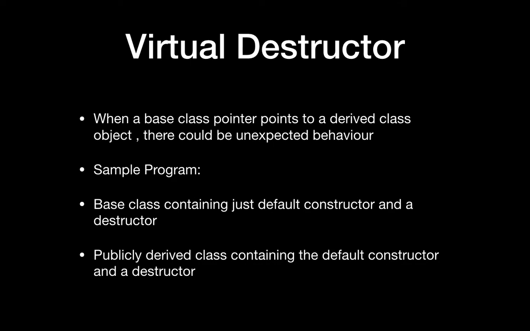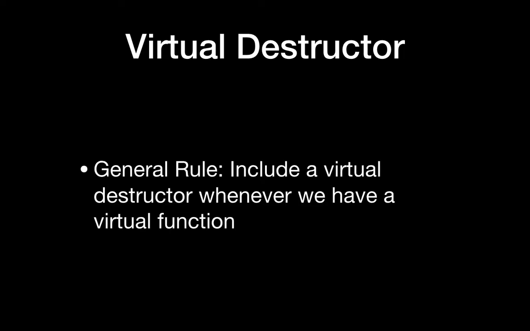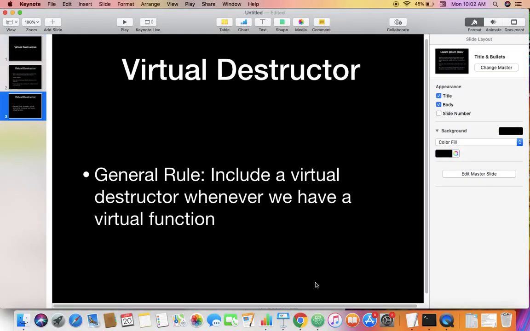Let's look at this phenomenon with the help of a very simple example. I'm going to keep the code simple. So I'm going to have a base class which will have nothing but a default constructor and a destructor. Similarly, I will be taking a derived class which will publicly derive from the base class. It's also going to have a default constructor and a destructor. Now please remember, as a general rule, I should include a virtual destructor whenever we have a virtual function. Let's jump back to our example.